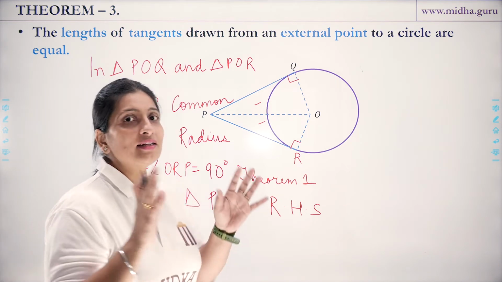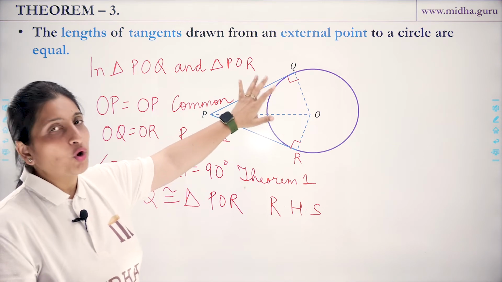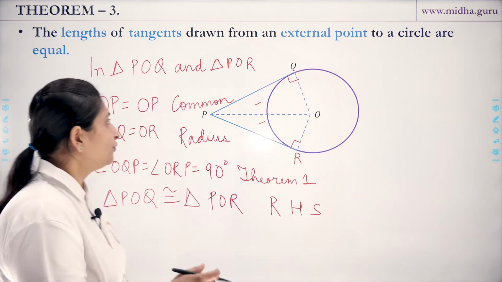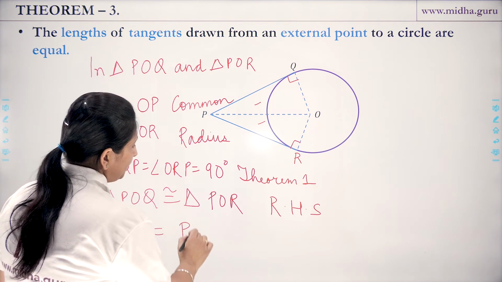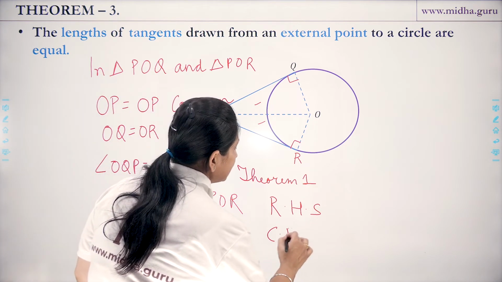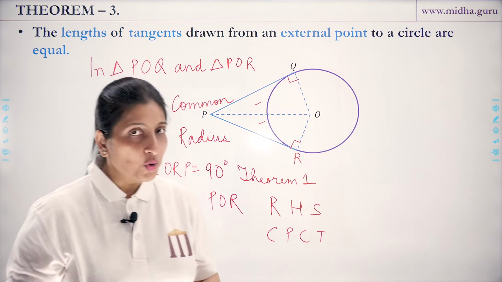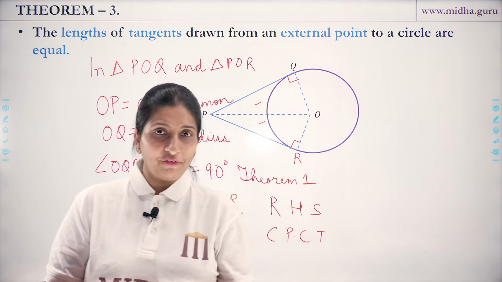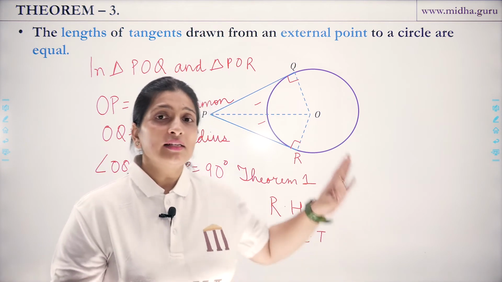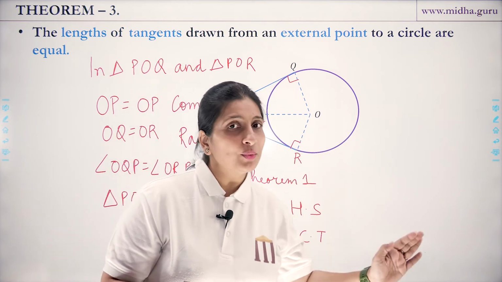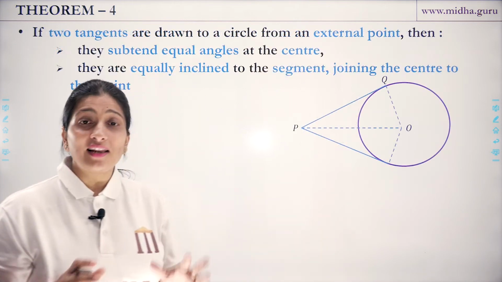If these two triangles are congruent, we know that the remaining sides and angles of the congruent triangles are congruent. So we can write PQ is equal to PR, which is CPCT, that is, corresponding parts of congruent triangles are congruent. So we have proved that if we have a point in the exterior and we draw two tangents to it, the lengths of the tangents will be equal. That is theorem 3. What is the next theorem, which is the last theorem?